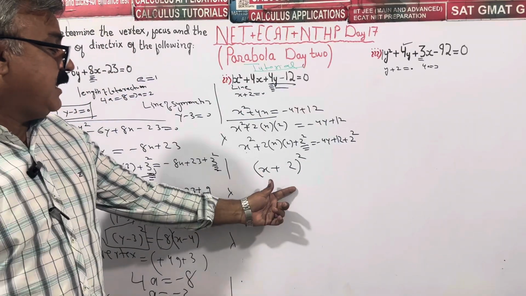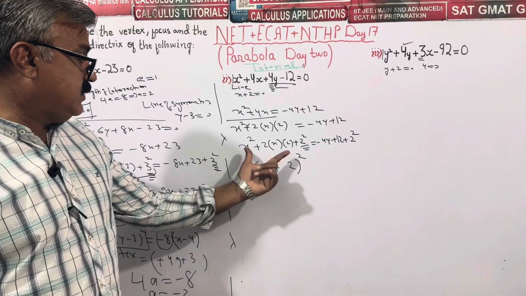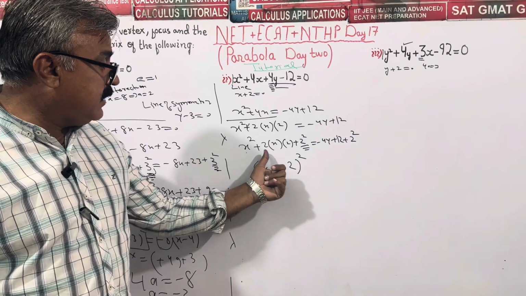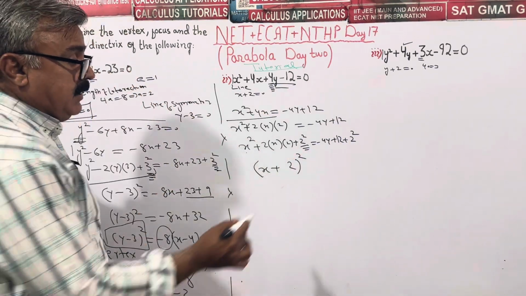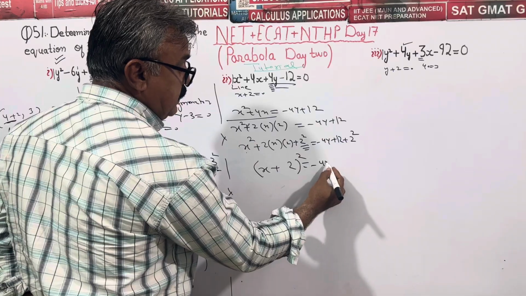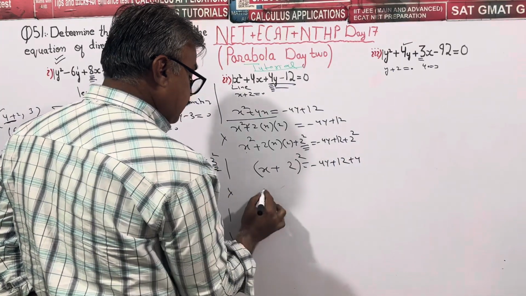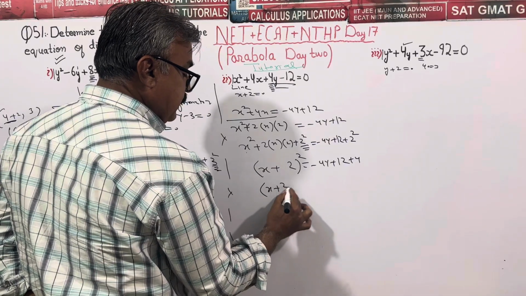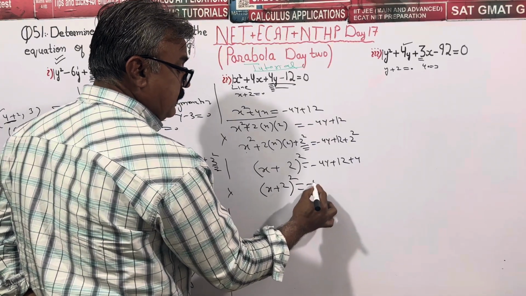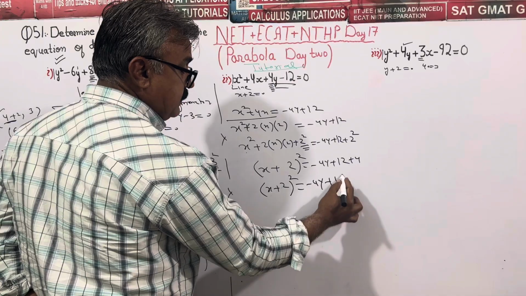If you expand this, you will get the same quantity: x square plus 2 times x plus 2 square. Now we have minus 4y plus 12. Square of 2 is 4. 12 plus 4 is 16. So x plus 2 whole square minus 4y plus 16.